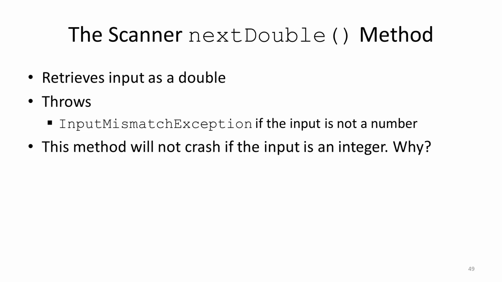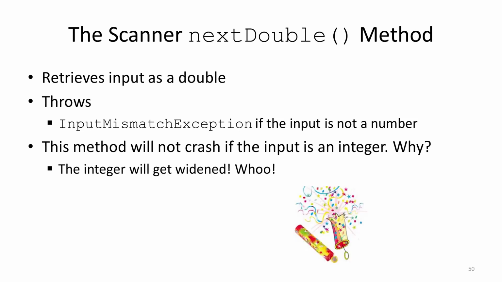For nextDouble, where we retrieve input as a double, that also throws an input mismatch exception, but it throws it if the input is not a number. Okay, in general, if it's not a number. If the user types in something like a word, like banana, then the nextDouble method will throw the input mismatch exception. But this method will not throw an exception if the input is an integer. Take a few seconds to think why that is. If you use the nextDouble, why is it that the method can accept an integer?